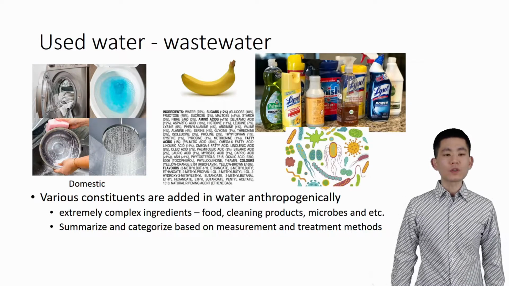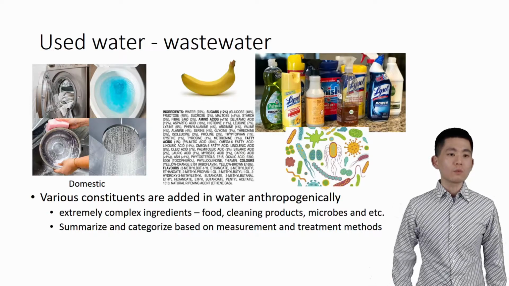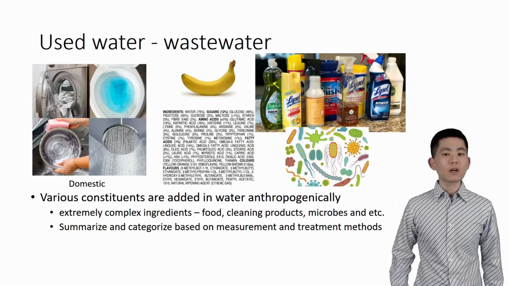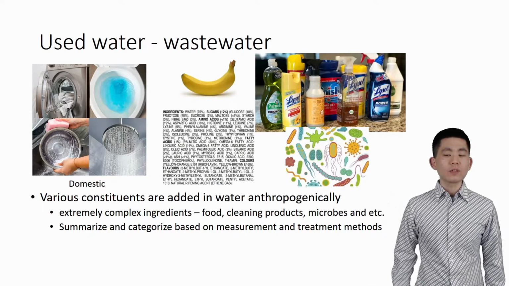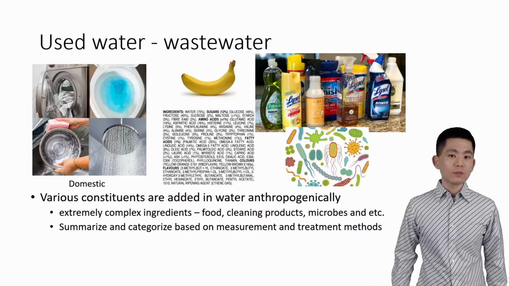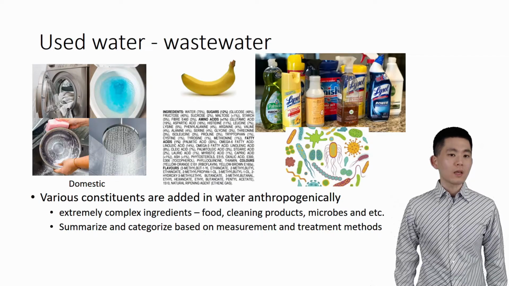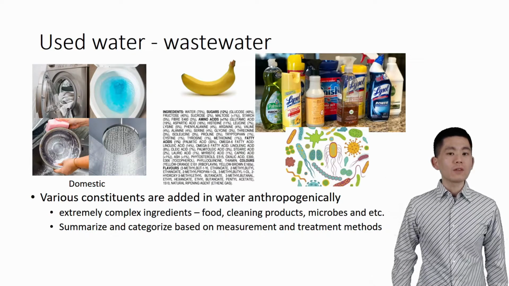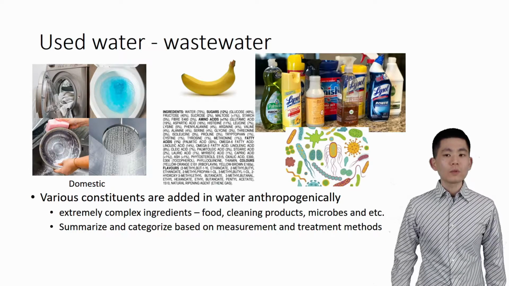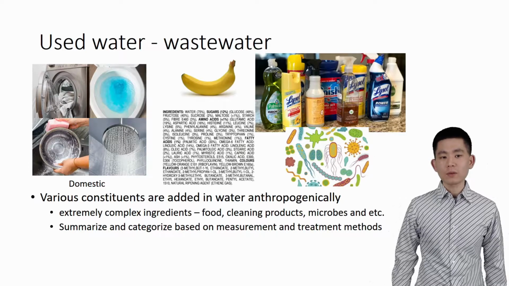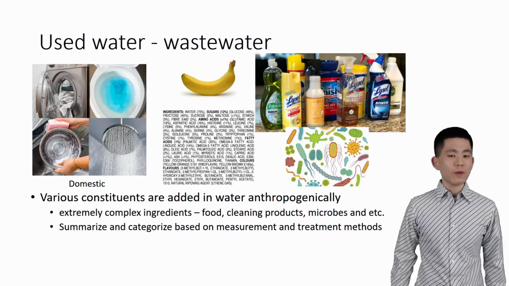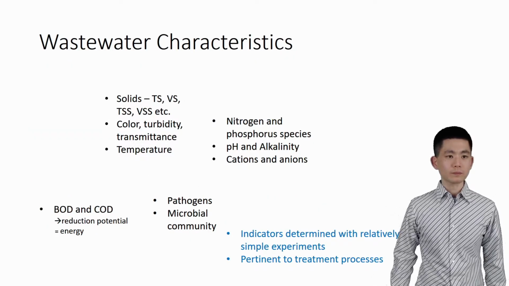Either to remove the constituents or recover them as resources through treatment processes, we need to understand what these constituents are. They are extremely complex: there are dozens of major ingredients just in a banana, and there is a wide variety of food, drugs, and beverages we consume, cleaning products we use, microorganisms we shed, and their metabolic products. We need to summarize and categorize them based on the measurement and treatment methods that are available.